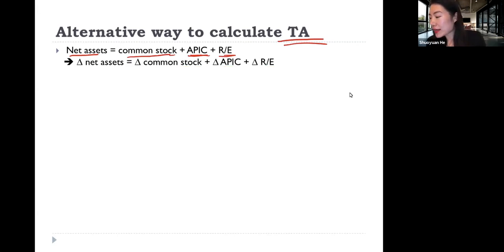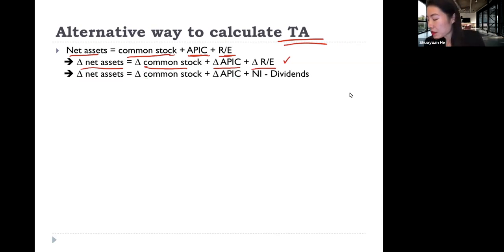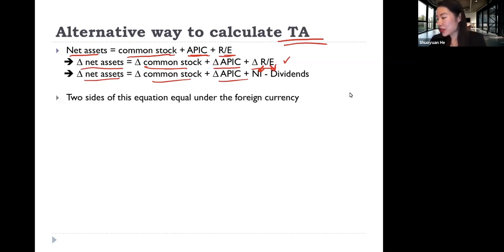If we take the change on both sides of this equation, that gives us the change in net assets equals the change in common stock plus the change in additional paid-in capital plus the change in retained earning. This is natural, we just take the change. The third equation is just the second equation, except that we break down the change in retained earning, which is basically net income minus dividend. So this equation should stand as well.